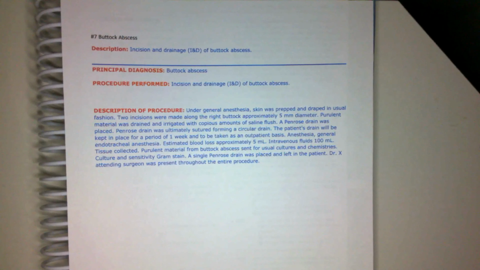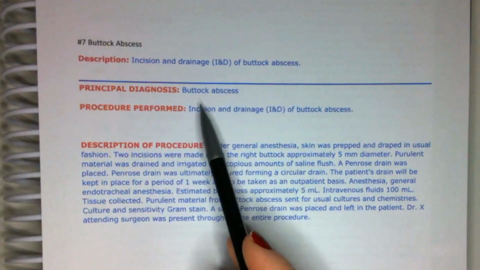Hey everyone, so today's case is going to be a simple I&D, or incision and drainage, of a buttock abscess. So the principal diagnosis: buttock abscess. Procedure: I&D of the abscess.